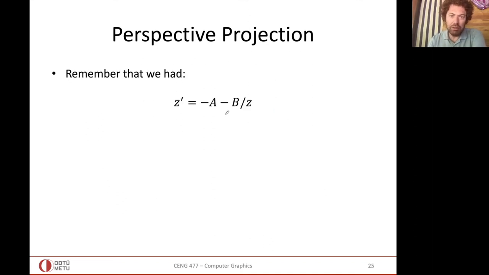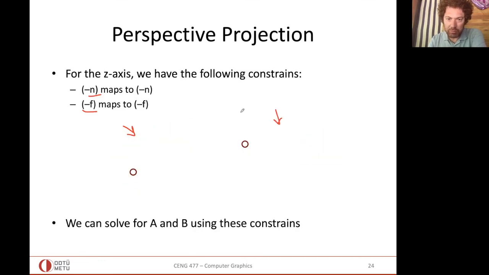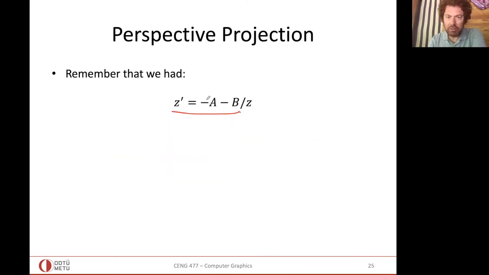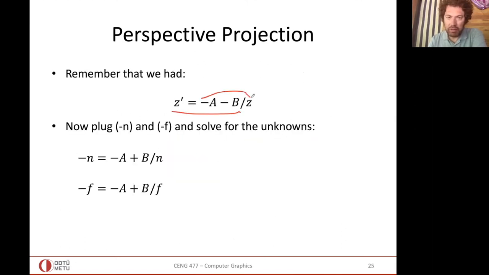So then remember this thing. So again, where is this coming from? It is coming from here. Z prime is this, minus A minus B over Z. And if you plug in minus N, the output, you need to get this with the minus N input. So it will make a plus here. Then similarly, this minus F will be obtained with minus F as input here.